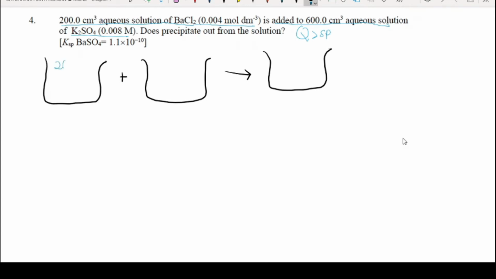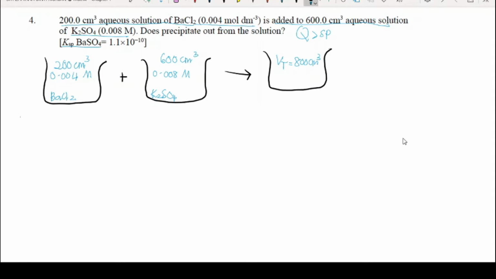So we've got 200 cm³ and molarity of 0.004 molar of BaCl2 and 600 cm³ of 0.008 molar of K2SO4. So we must figure out the total volume, which is going to be 800 cm³. So that's all the information given, together with the Ksp for BaSO4.